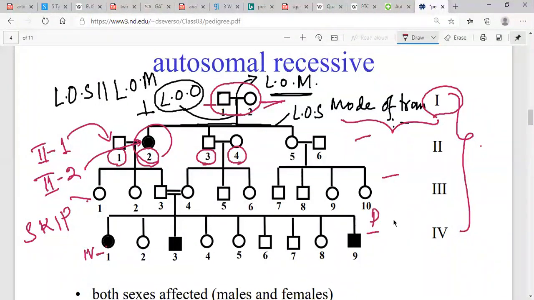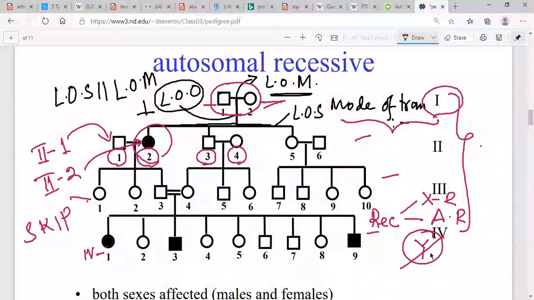Now we know there are two different types of recessive case possible: X-linked recessive and autosomal recessive. It cannot be Y-linked recessive, as we have discussed. Y chromosome or Holandric gene cannot be inherited in the recessive manner because it is present only in the male. So whenever it is present, it will definitely express. So it will always be dominant.